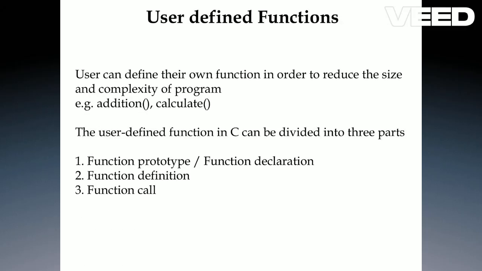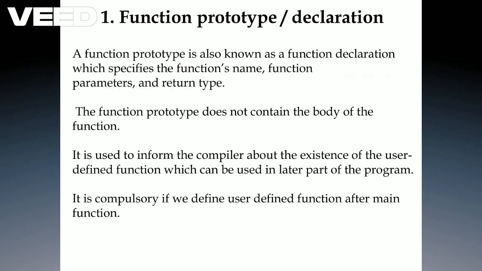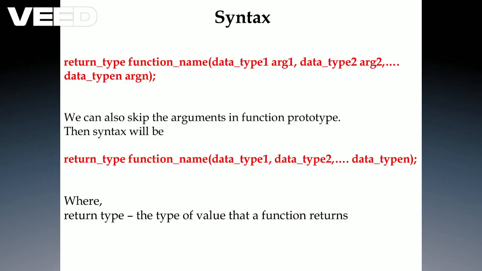User-defined functions mean the user can define their own functions in order to reduce the size and complexity of the program. For creating user-defined functions, there are three important terms: function prototype or function declaration, function definition, and function call. Function declaration: before using the function, we have to declare the function. The function declaration contains three main parts: the return type, the function name, and the arguments we are passing inside the function. This is the syntax.